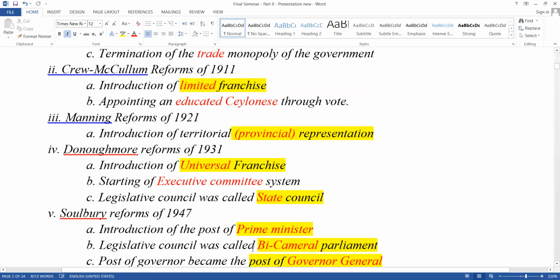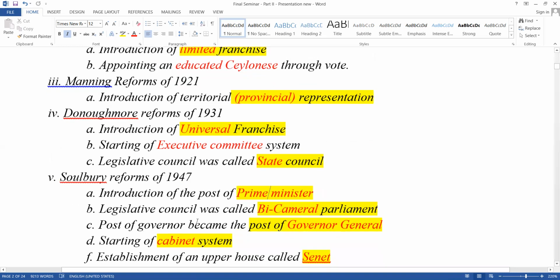After that, the legislative council was known as a bicameral parliament. Until Soulbury, there was a governor, but here a new post was introduced: Governor General. Yes, this lesson is connected to the grade 9 lesson, but normally grade 10 things come for the exam, not grade 9 things, right? Okay, Governor General. And the cabinet system was started under the Soulbury reforms. The cabinet of ministers headed by the prime minister discusses important matters, daily matters.